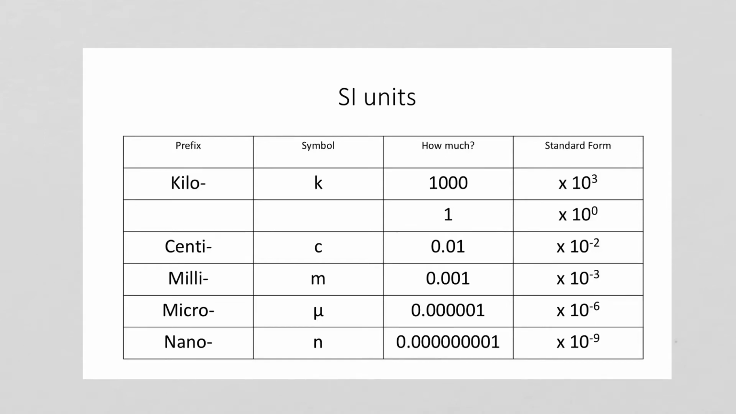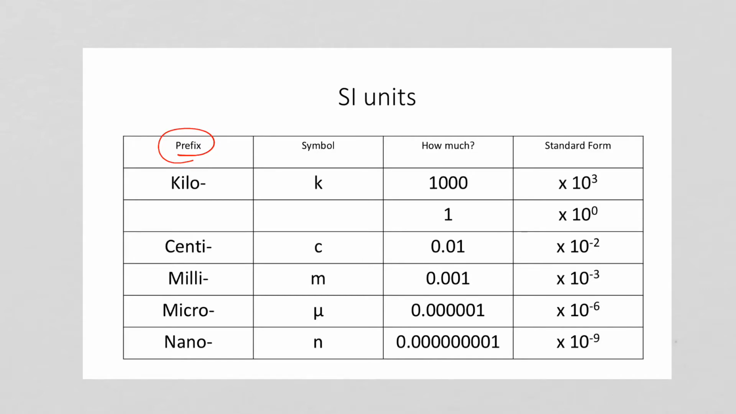Scientists use SI units to communicate with one another around the world. Different languages all use the same system. SI stands for Système International, which is the International System of Units, and they have a standard prefix system that they use. You're familiar with some of these already, perhaps without even knowing it.